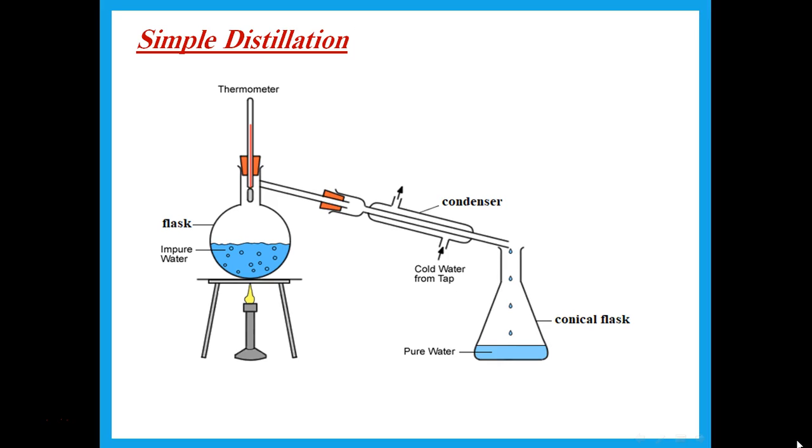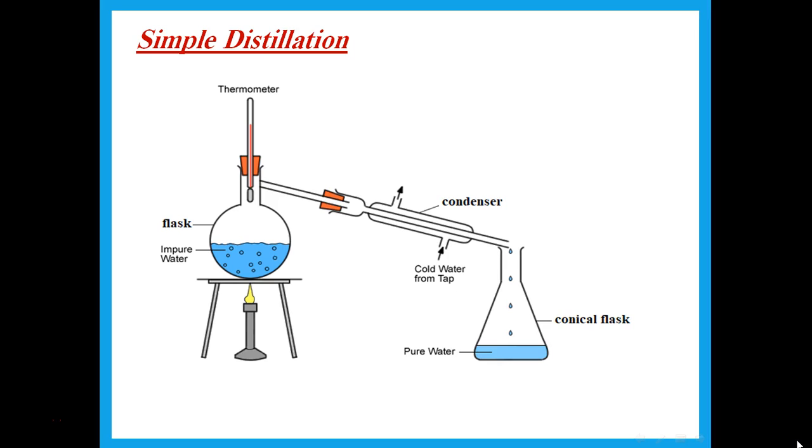So what do we do? We heat the solution, and the temperature rises on the thermometer. Remember that once we reach the boiling point of something that we're heating, the temperature stops rising. So I'm heating something dissolved in water. Water boils at what? At 100. The temperature goes up, up, up until it reaches 100 and it stops increasing. At that point, the water will start to boil, evaporate, and go through the condenser.